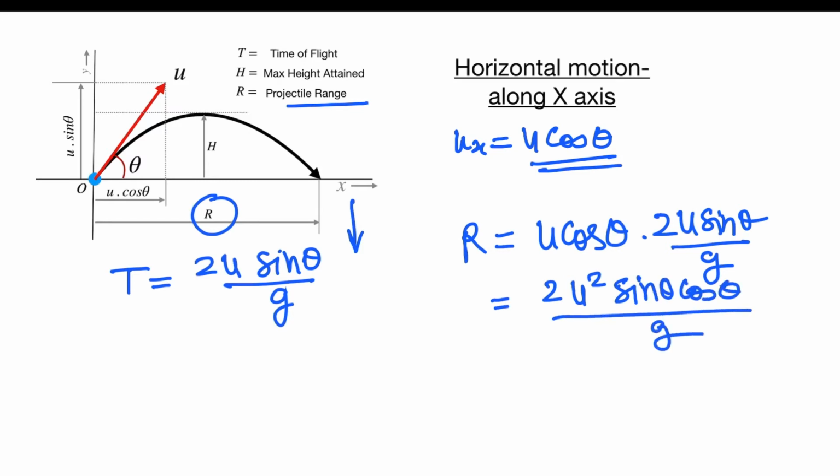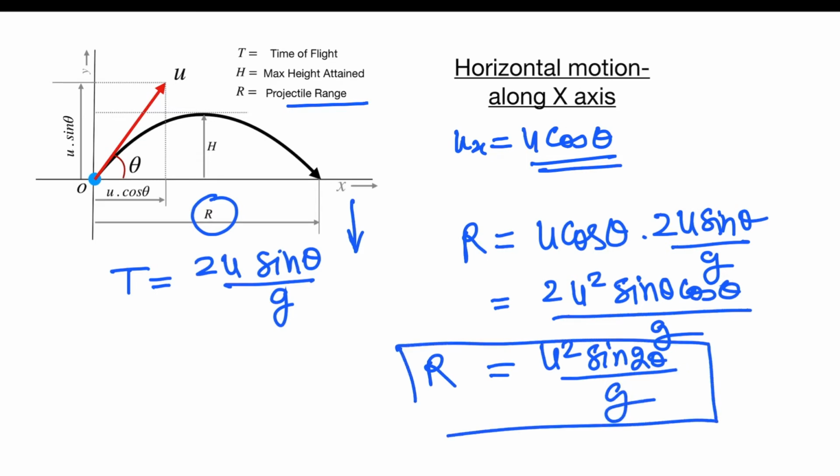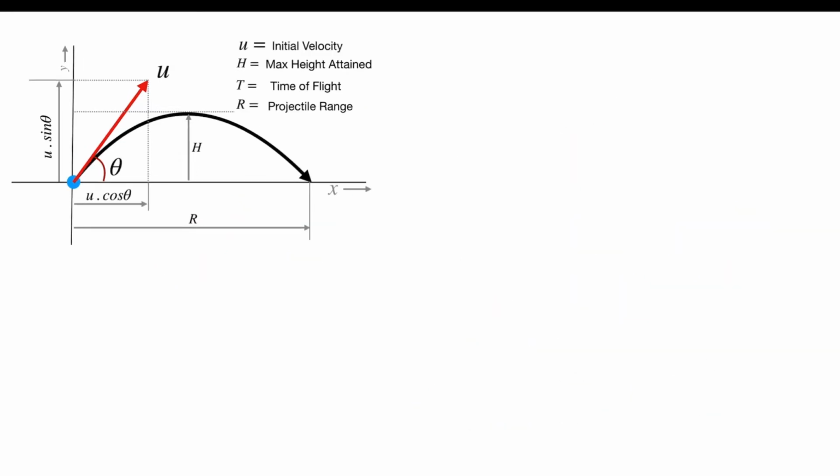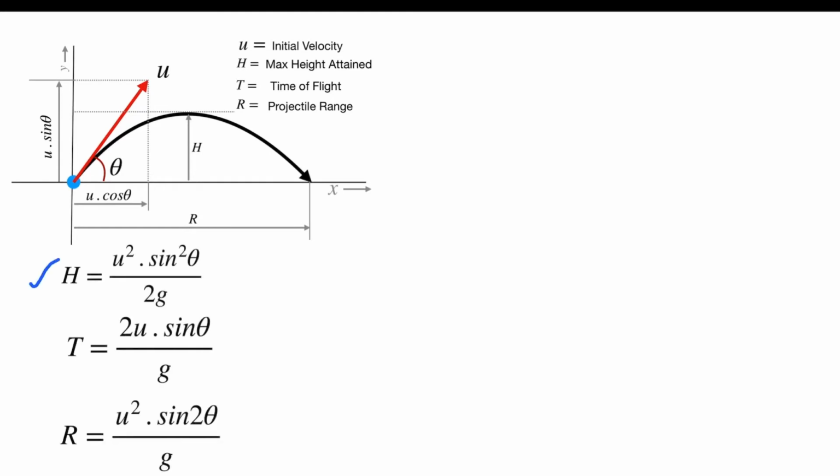And from the trigonometrical formula, we know that 2 sine theta cos theta is sine 2 theta. So range R can be written as u square sine 2 theta by g. So this way we have derived the formula for maximum height attained, the time of the flight and the range of the flight.